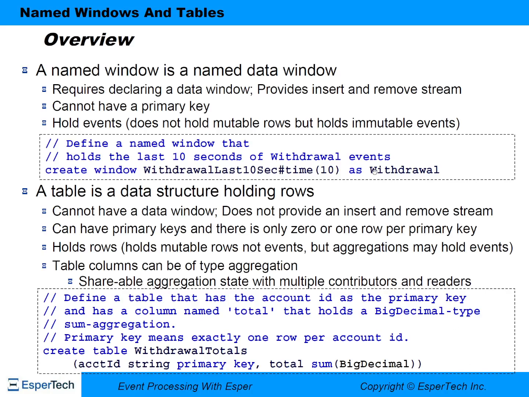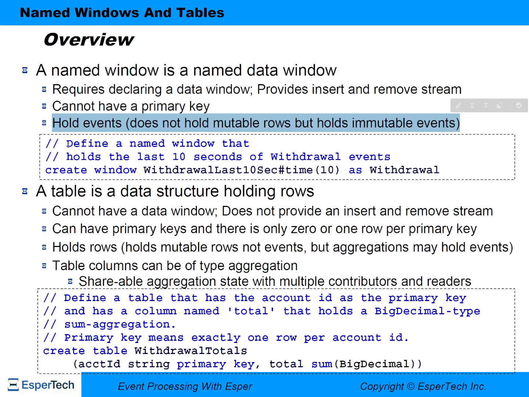On this page is an overview and comparison of named windows and tables. A named window is a named data window. A named window requires declaring a data window. A named window provides an insert and remove stream. A named window cannot have a primary key. A named window holds events. A named window does not hold mutable rows but holds immutable events.